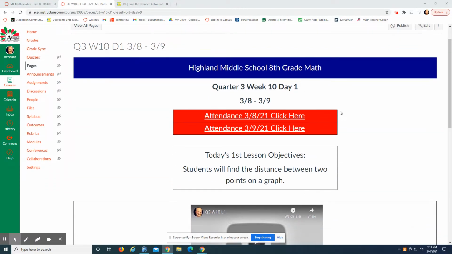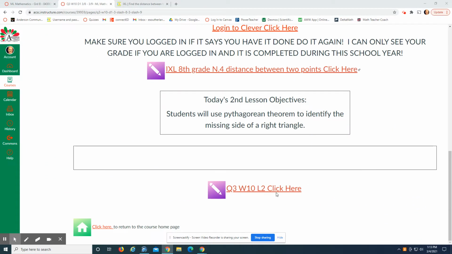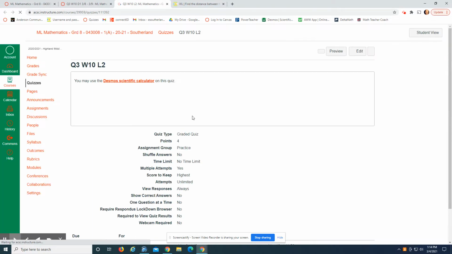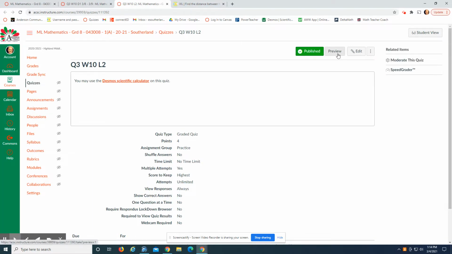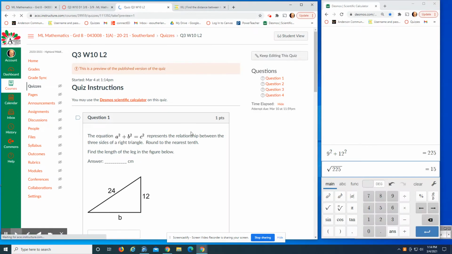For the second part of today's assignment, we're going to look at a Canvas assignment. Students will use the Pythagorean theorem to identify the missing side of a right triangle. So you've got your Desmos Scientific Calculator there to use.